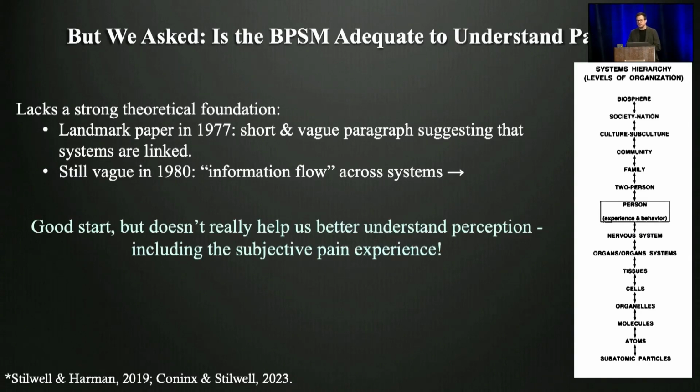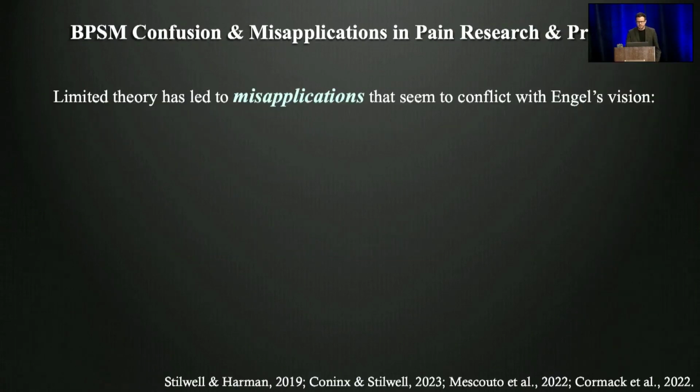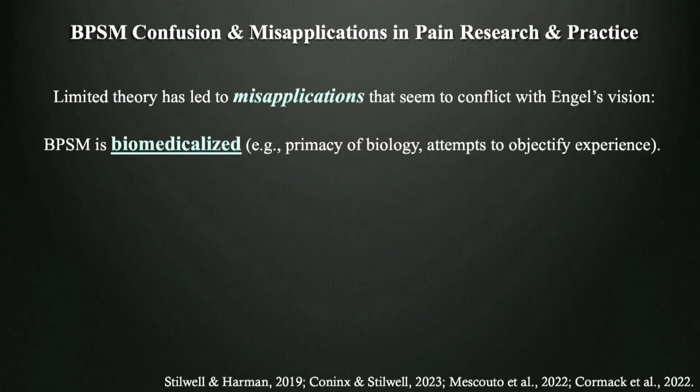And I think this is a really, really good start. So we're not saying the biopsychosocial model is no good, but some of us have argued that it doesn't really help us better understand perception, doesn't really help us understand that subjective experience of pain. In a lot of our work, we also argued that there are these kind of misapplications, potentially due to that vague underlying theory. And these misapplications seem to conflict with what Engel was trying to get us moving towards. So I'm just going to briefly go through some of those misapplications that we and others have proposed.